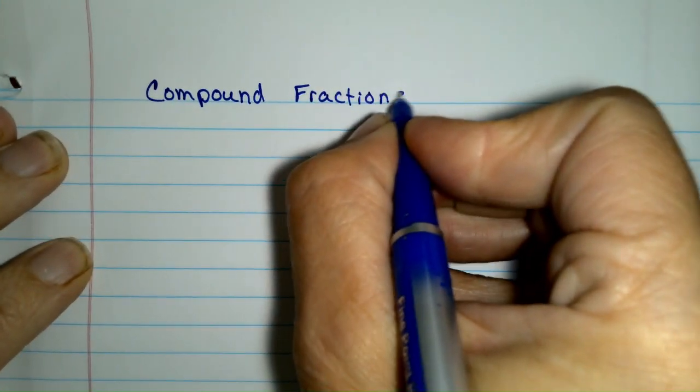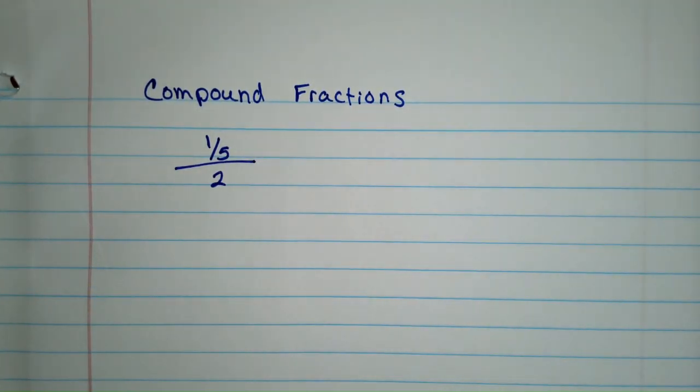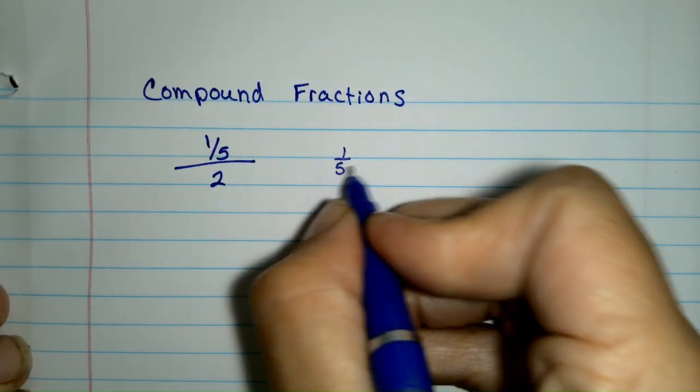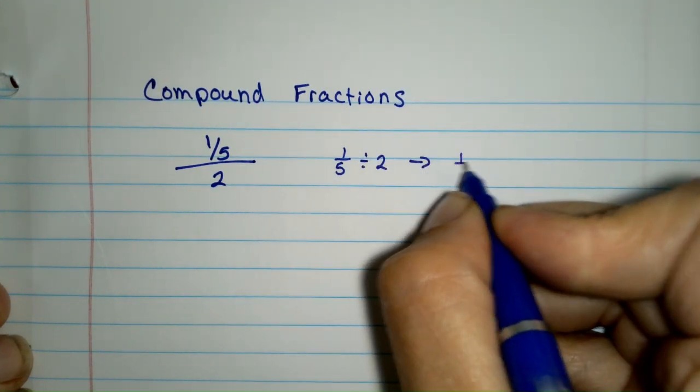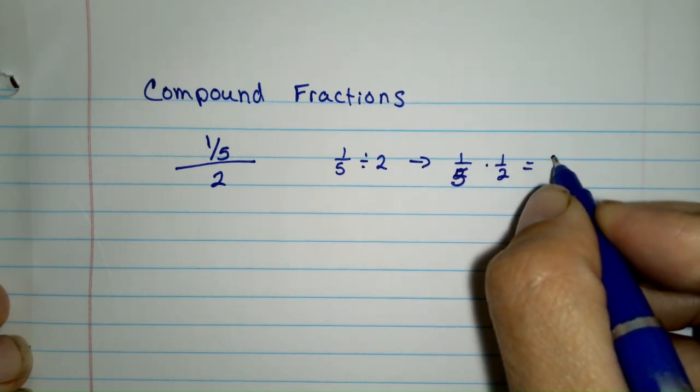The other thing that you might see at some point in time is compound fractions. Compound fractions mean we have fractions inside fractions. Your final answer can only have a single numerator and a single denominator. You can't have a numerator with a fraction inside of it or a denominator. So if you have 1/5 over 2, you cannot leave your answer like this. Okay? Normally we would think 1/5 divided by 2, which is 1/5 times 1/2, which is 1/10.